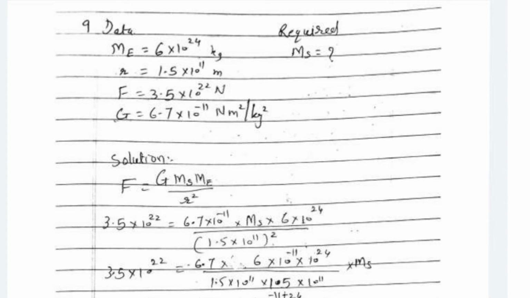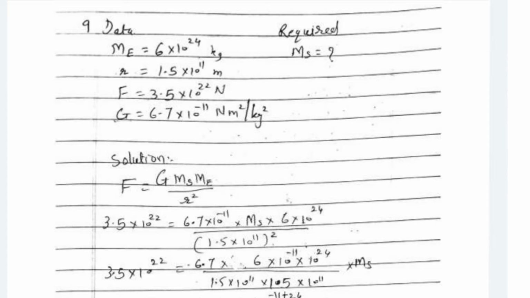So the mass of earth given is 6 into 10 raised to 24 kg. The distance between the earth and the sun is given as 1.5 into 10 raised to 11 meters. The force between the sun and the earth is 3.5 into 10 raised to 22 newtons. And you know that the gravitational constant is 6.7 into 10 raised to minus 11 newton meter square per kg square. And you are supposed to find out the mass of the sun. So this is the unknown thing.